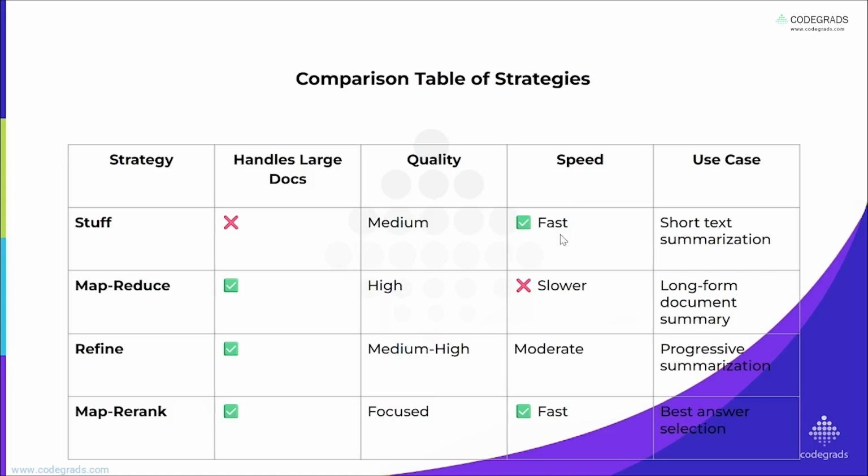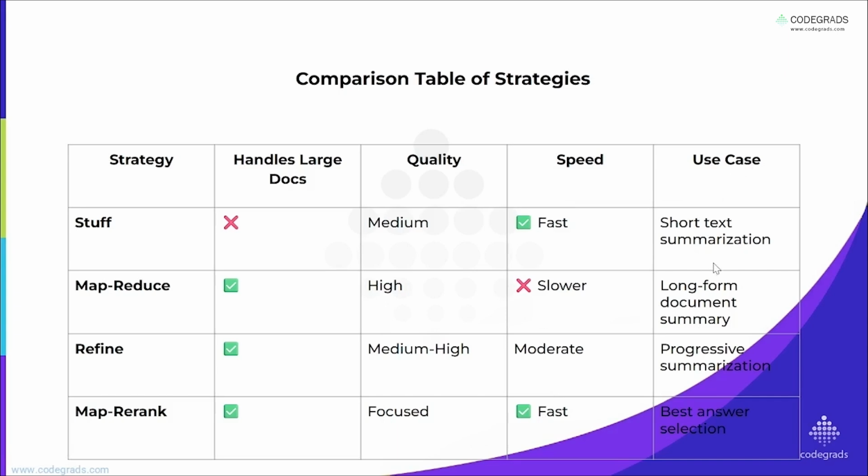Now speed. In the case of stuff, it is fast, as we are not calling the LLM multiple times. Map reduce is slow, as we are calling the LLM multiple times; for five chunks, we need to call the LLM six times. Refine is moderate. We cannot say it is fast either, so moderate. And map rank is comparatively fast towards both groups, map reduce and refine.